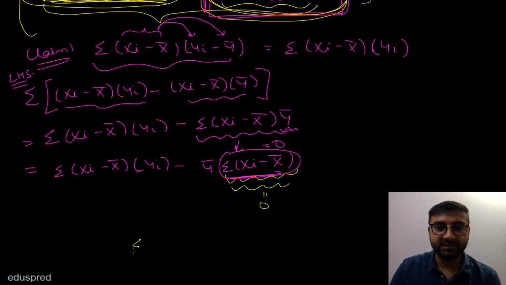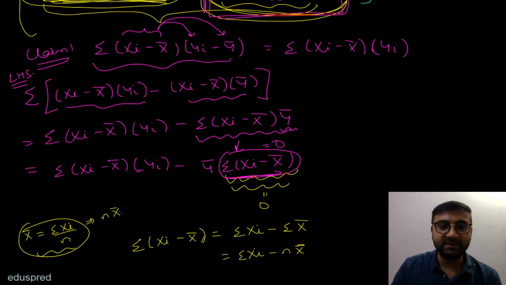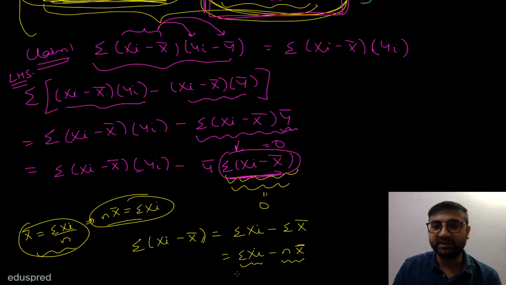Think of it in this manner: summation of (xi minus x bar) can be written as summation of xi minus summation of x bar, right? So I've just distributed the summation sign. Now summation of xi remains summation of xi, but summation of x bar becomes n x bar. The reason is that x bar is a particular constant, and if you sum a constant n times, then you can just write n times that constant. Now we know that x bar is equal to summation of xi divided by n. This is how the sample mean is defined. This implies that n x bar is equal to summation of xi. That means these two are equal, and if you subtract these two, you will get 0. So this term is 0.